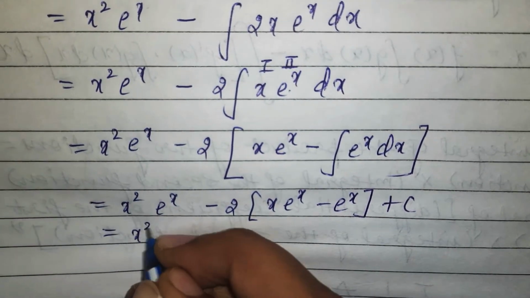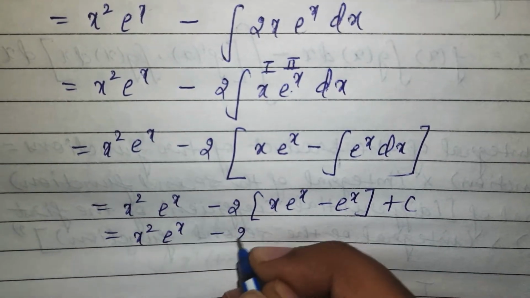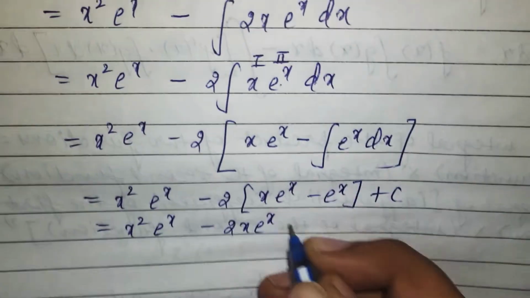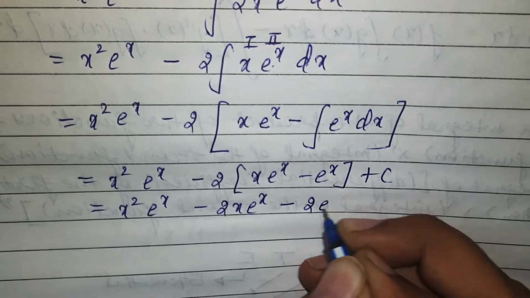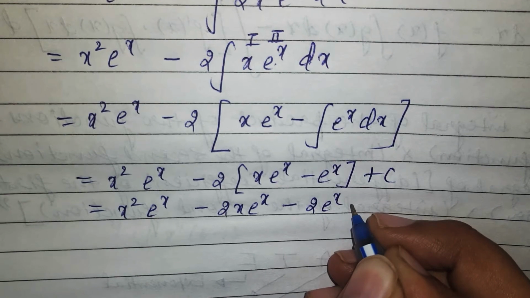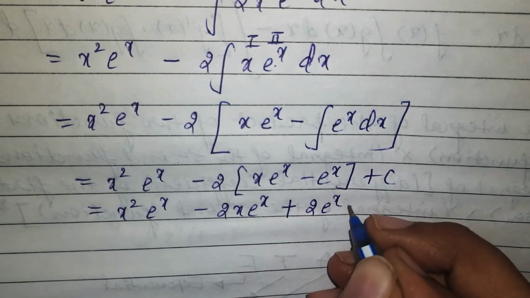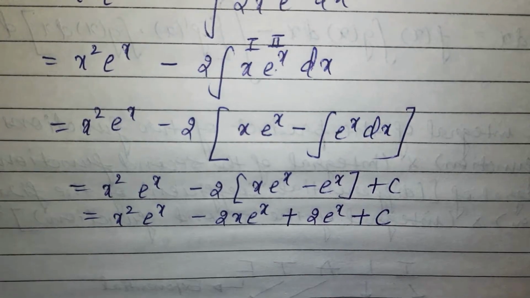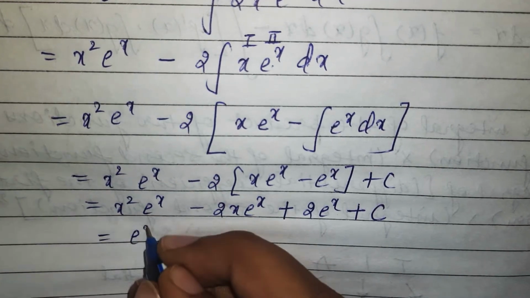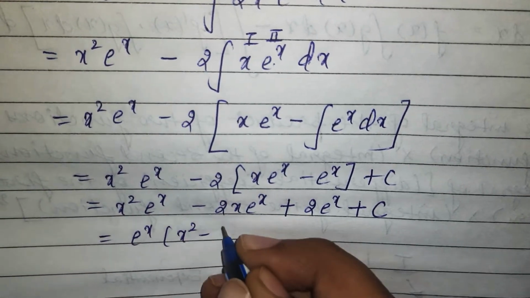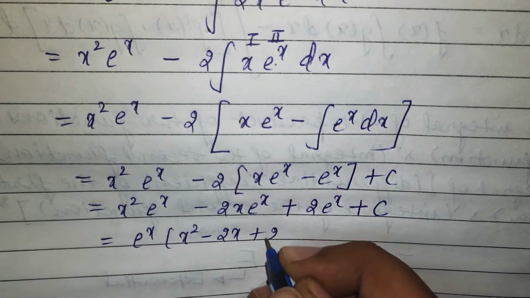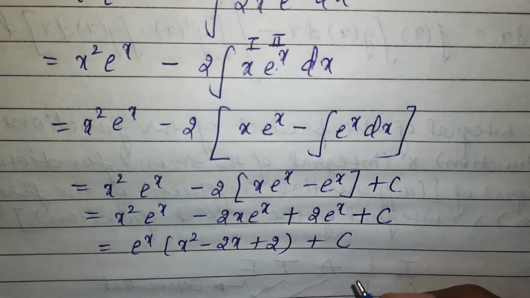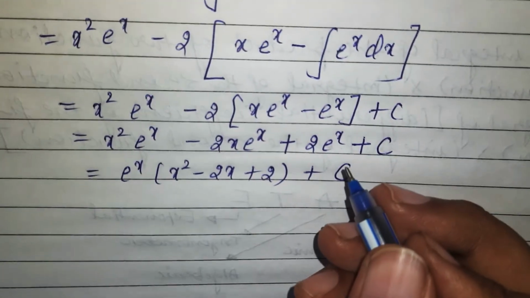So answer is x square e^x minus 2x e^x plus 2e^x, plus c. So this is your final answer. Or if you want to take the common factor, it will be x square minus 2x plus 2. So that's not required. Otherwise, if you leave it here, that's okay.